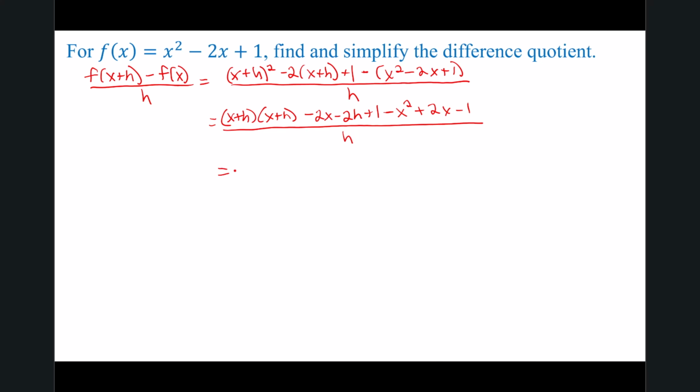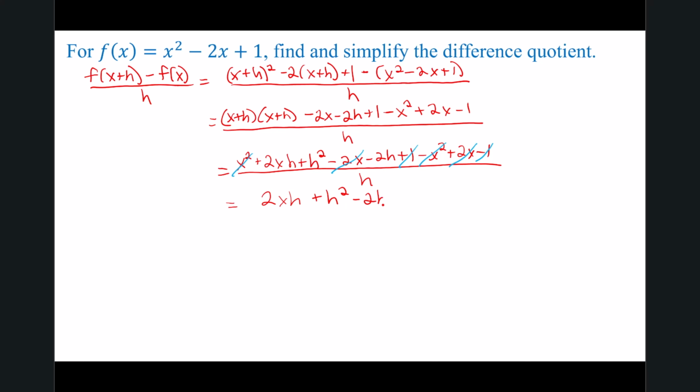And then if I FOIL and combine like terms with x plus h times x plus h, I get x squared plus 2xh plus h squared. And I have minus 2x minus 2h plus 1 minus x squared plus 2x minus 1 all over h. Now the nice thing is that some things are going to cancel here. Notice I have an x squared minus x squared, which gives me 0. I have a minus 2x plus 2x, which is 0. And I have a 1 minus 1, which is 0. Now what I'm left with is 2xh plus h squared minus 2h all over h.